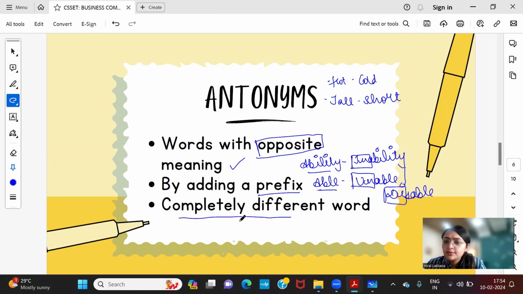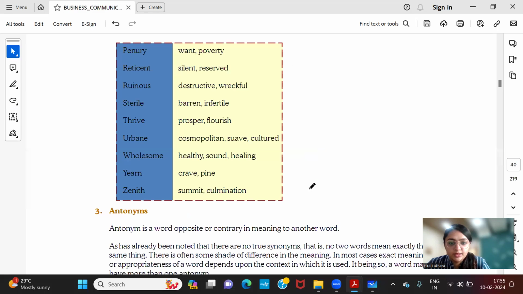And the second way is a completely different word. So now say, for example, happy. The opposite of happy is sad. However, the opposite of happy can also be unhappy. So for the same word, there can be two ways in which we can get the antonyms. So one is by the usage of a completely different word, and the other one is addition of a prefix to that particular word to give out the opposite meaning. So let's quickly have a look at all the examples that are available in antonym.